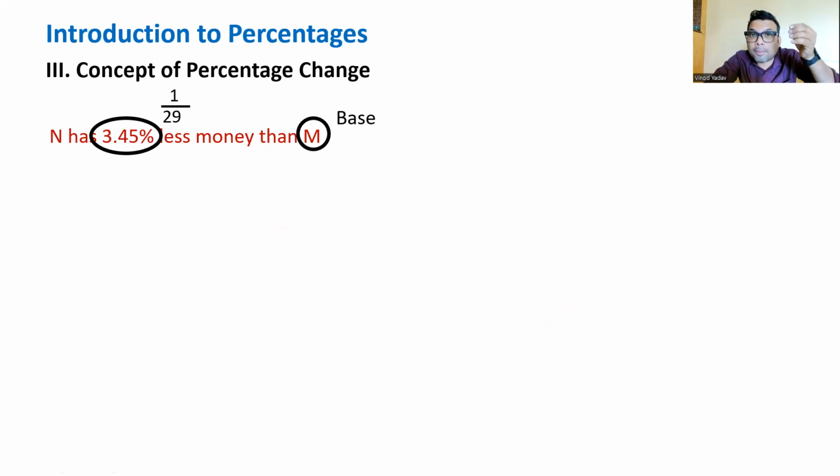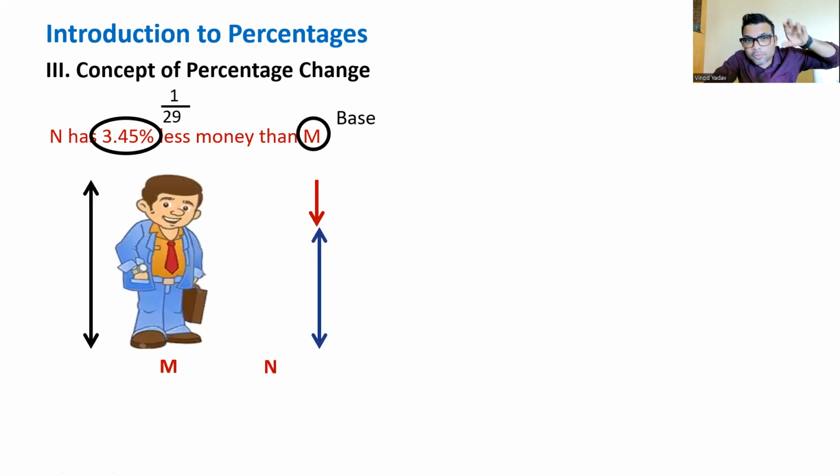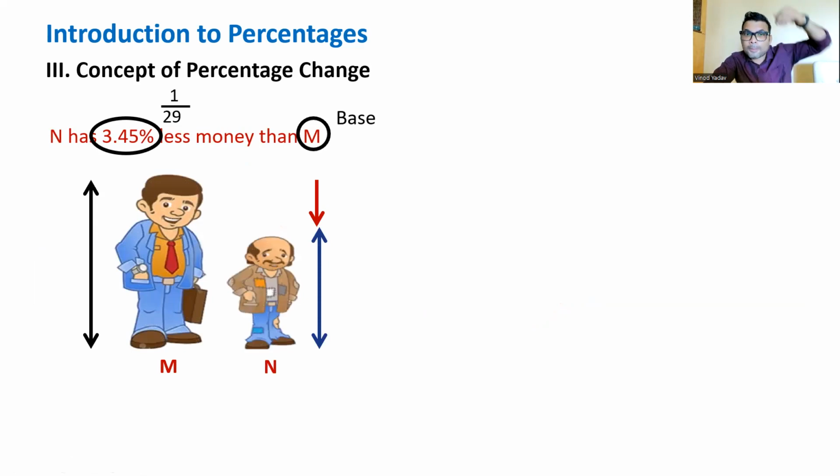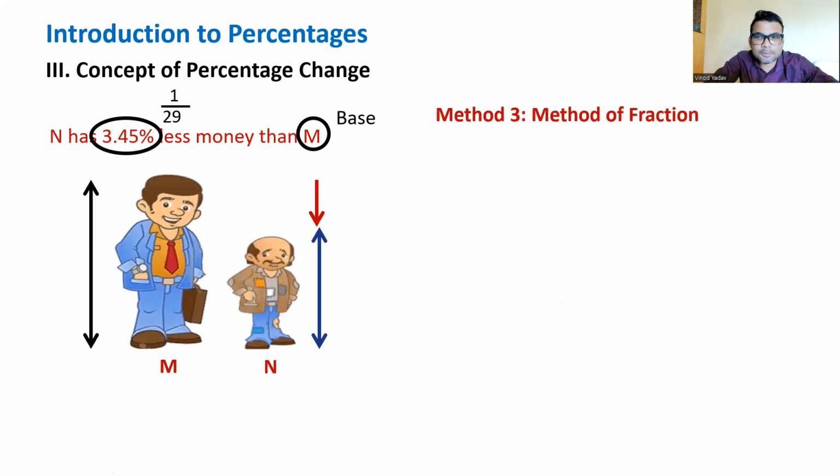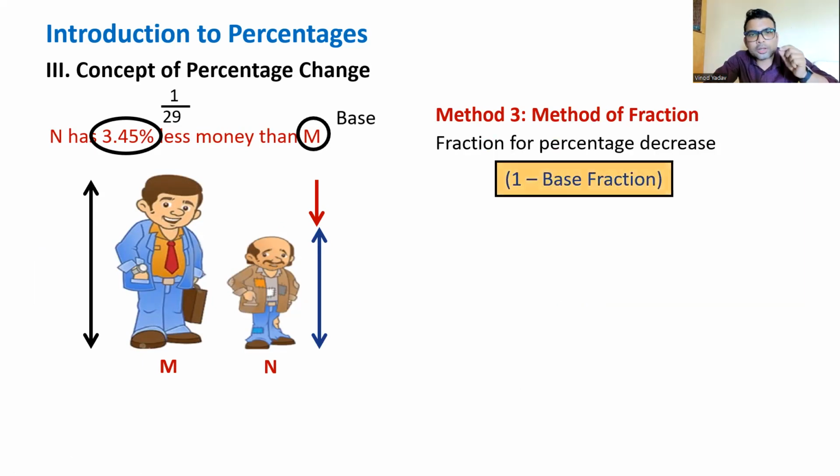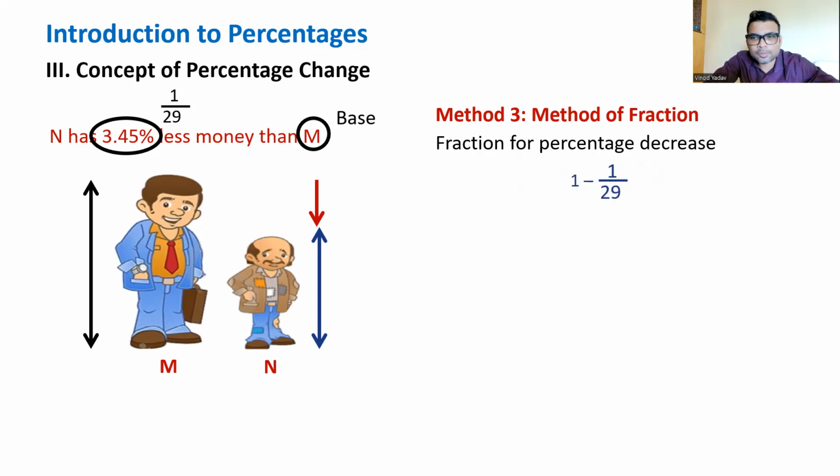So N has 1 part less. So if M has 29 parts of money, N has 1 part less. Or else, by the method of fraction, 1 minus base fraction. So 1 minus 1 by 29, which gives us 28 by 29. So N has 28 by 29 times M. Correct? This is how we will relate them. That statement will be written like this in mathematical form: N is equal to 28 by 29 times M.